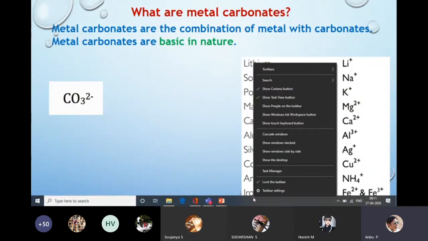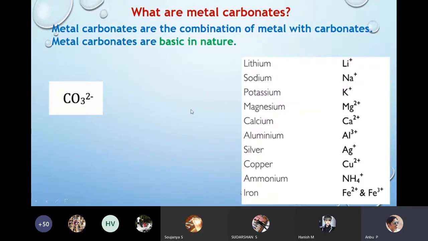So let us understand how to write the metal carbonate formula. Again, we are going to use the knowledge of our 9th standard, what you have learned in 9th standard. Carbonate, we know that it can be written as CO3 2 minus because it is a non-metallic property. So CO3: one carbon, 3 oxygen, and 2 minus is the valency of the carbonate ion.